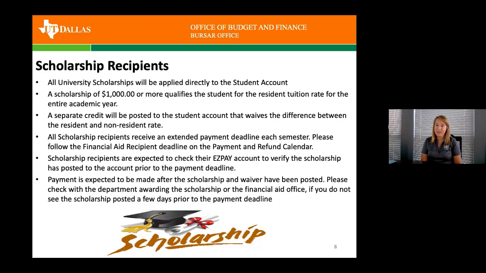But if they're not posted by the deadline, you still will be responsible for paying. So you want to make sure and keep an eye on it in your Easy Pay account to see if those have posted. If it hasn't been posted within a few days prior to your posted deadline, you definitely want to contact your department or financial aid to find out if there's something delaying the process of your scholarship or your waiver. You can go ahead and go to the next slide.